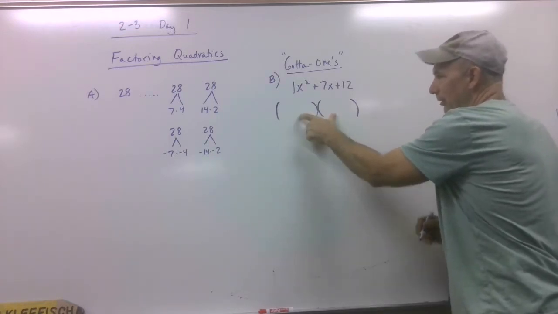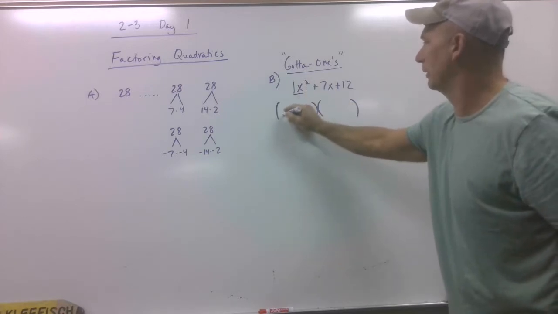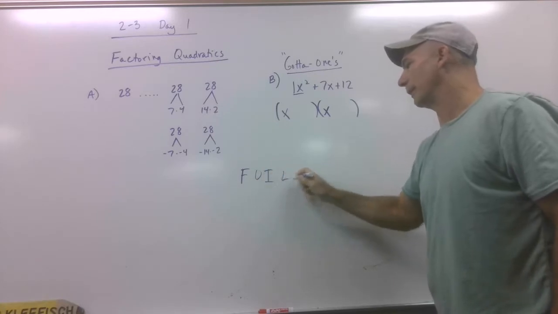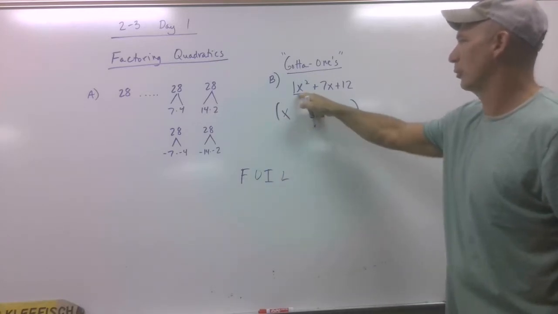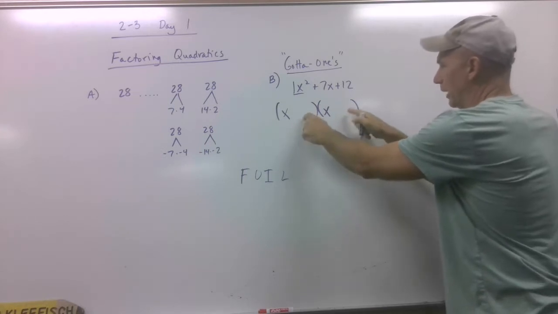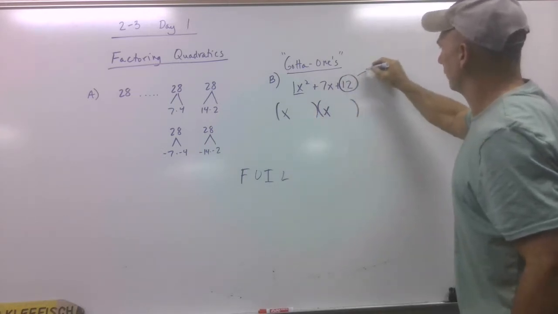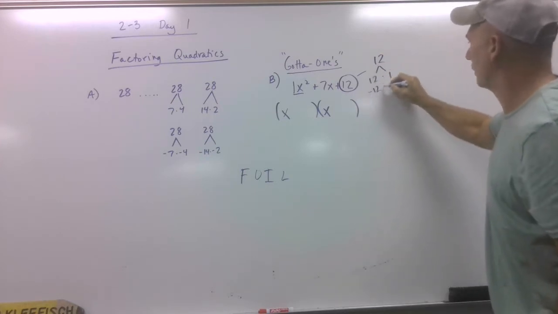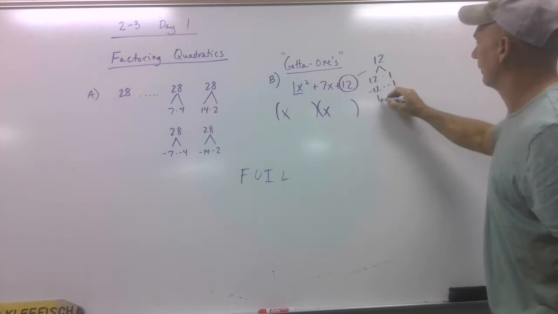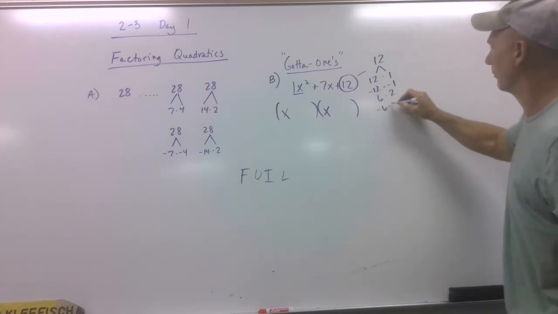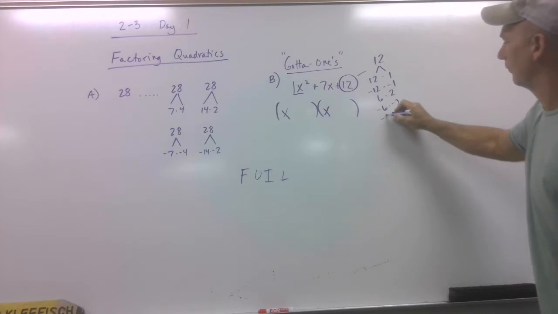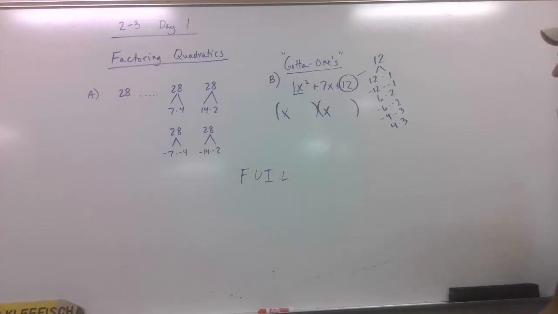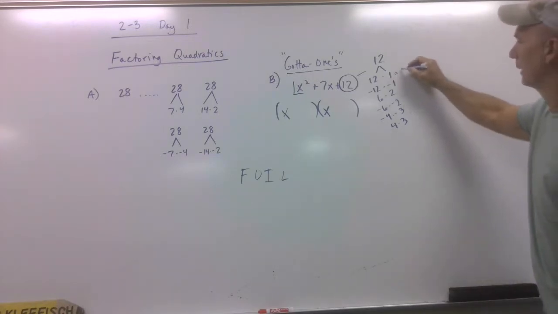How do you figure out what goes in here? Well, because this is x squared, and basically you're thinking FOIL while you're doing this, x times x gives me my x squared. So what goes here and here? Well, I take this constant and I list out all the factors: 12 times 1, negative 12 times negative 1, 6 times 2, negative 6 times negative 2, negative 4 times negative 3, 4 and 3. I think that's it.